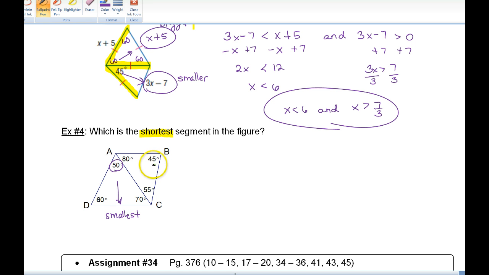That makes this one the smallest. But then there's also the 60. Okay, but wait. It's not the smallest in this triangle. It's the middle side. So if this is the middle side, and we just said this was the smallest of the triangle on the left, which one is the smallest? It's DC. Have you ever understood something for like a quarter of a second and you're like, wait, no, I don't understand?